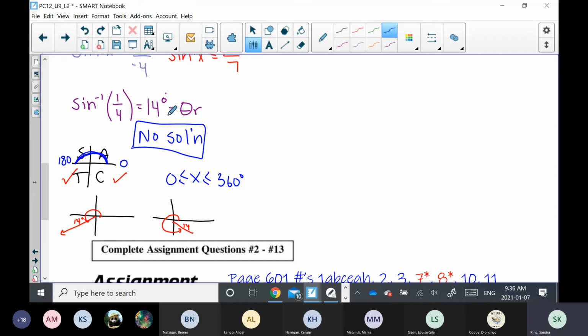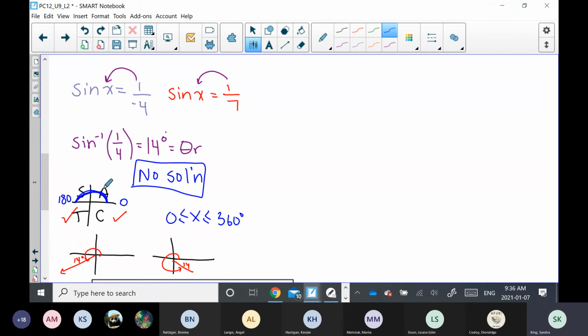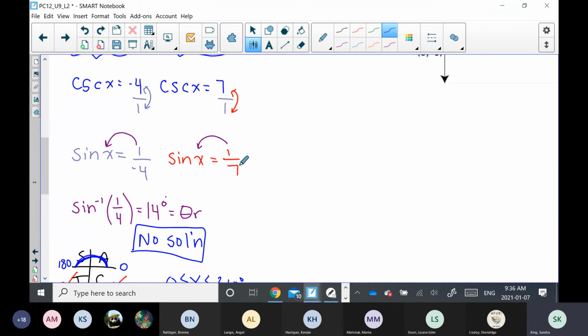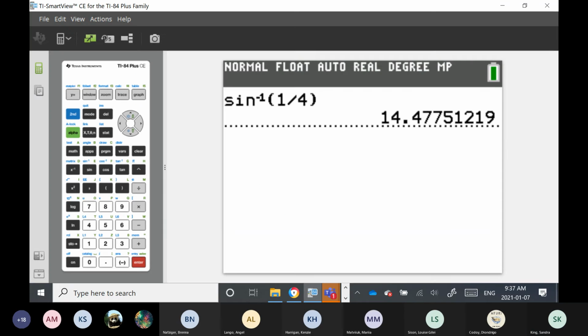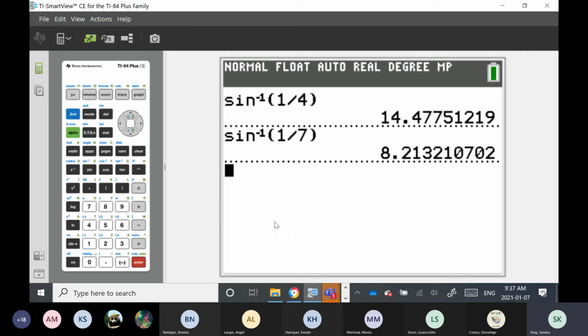Okay, let's check this next one and see if it's within quadrants 1 or 2, because then I'll have answers. So to find out the reference angle, we're going to do the inverse sine of 1/7. Let's find out what that reference angle is. So on my calculator, second function, sine of 1 divided by 7. And I get 8 degrees for this one.